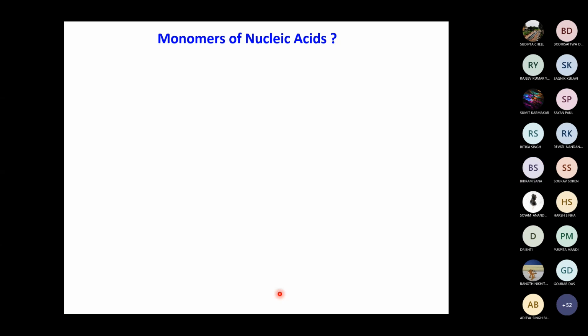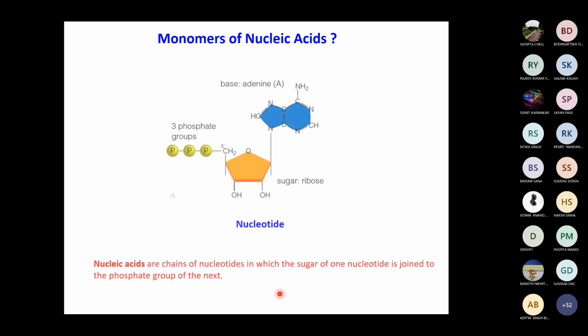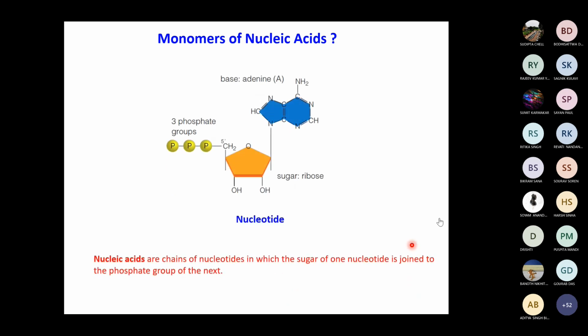Now coming to the monomers of nucleic acid. What are the monomers of nucleic acid? Any guesses? Nucleotide. Nucleoside. Getting confused. What is nucleotide? Nucleotide is the thing which has the base, but nucleoside doesn't have, I think. Oh, like that, nice. So nucleotides are the monomers of nucleic acid. Don't get confused in the exam.